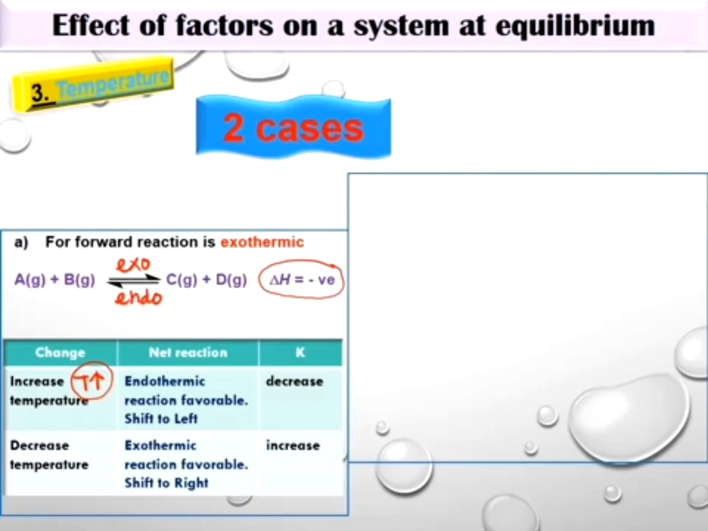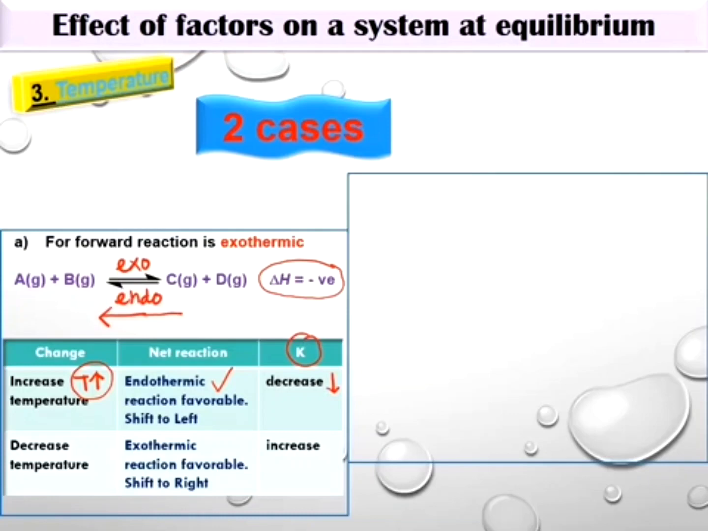Tadi kan saya dah cakap, kalau temperature increase, dia akan cenderung buat reaction endothermic. Ingat, increase temperature, endothermic. So sekarang tengok dalam equation awak, endothermic reaction yang mana, forward ke reverse? Reverse reaction. So that's why the system will shift to the left. Nampak? The position of equilibrium will shift to the left. Boleh? Okay? So, the value of K here will decrease.